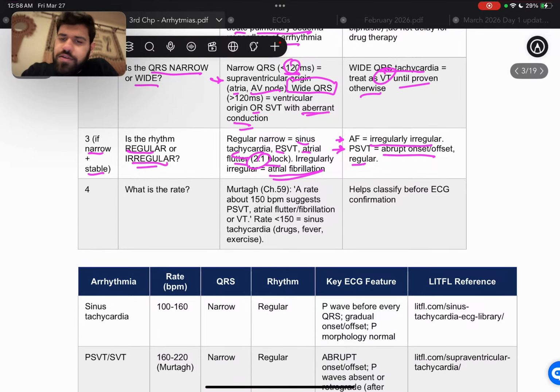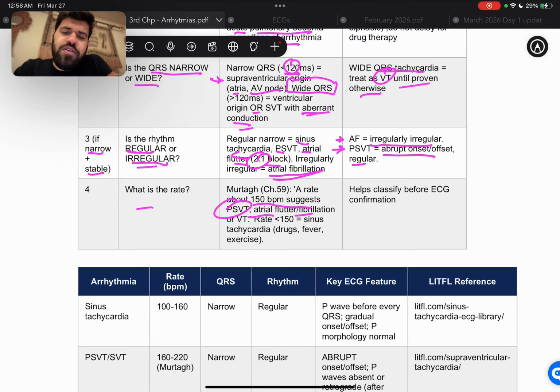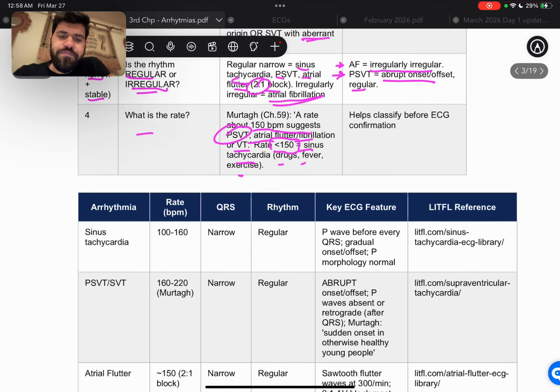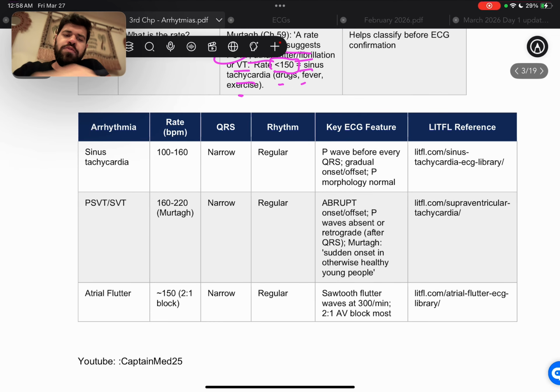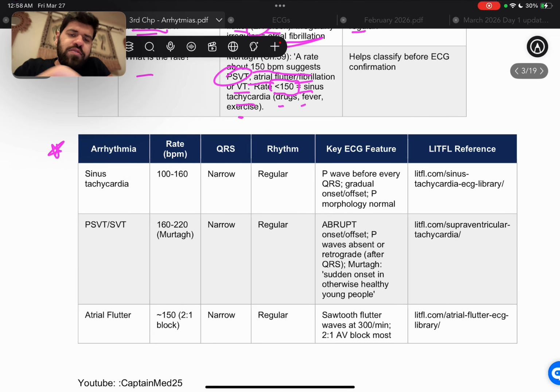Then what is the rate? So a rate of about 150 BPM suggests PSVT, atrial flutter, fibrillation, or VT. A rate less than 150 is going to show a sinus tachycardia due to drugs, fever, and exercise. So this is going to help us classify before we get a confirmation using the ECG. All right, and now this is just a table for us to go over the different rates, different QRSs, different rhythms, and the key ECG features that we'll be seeing.